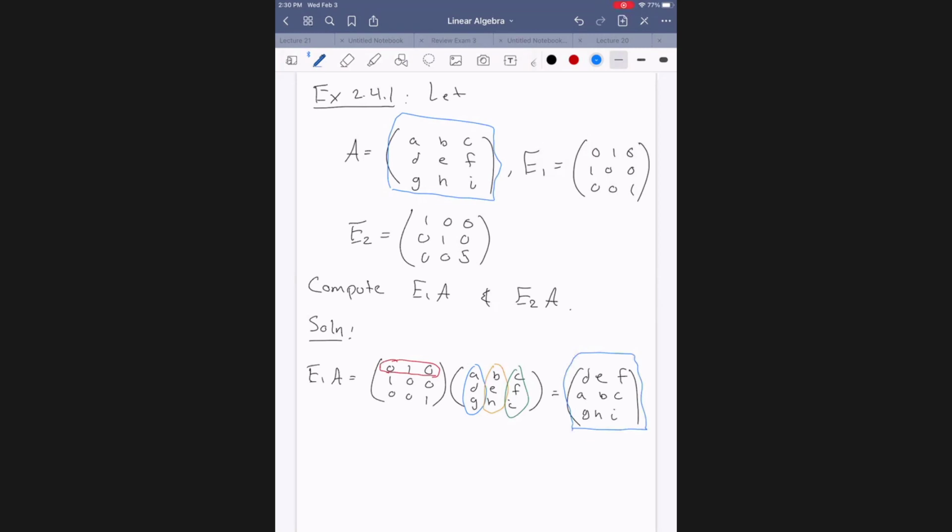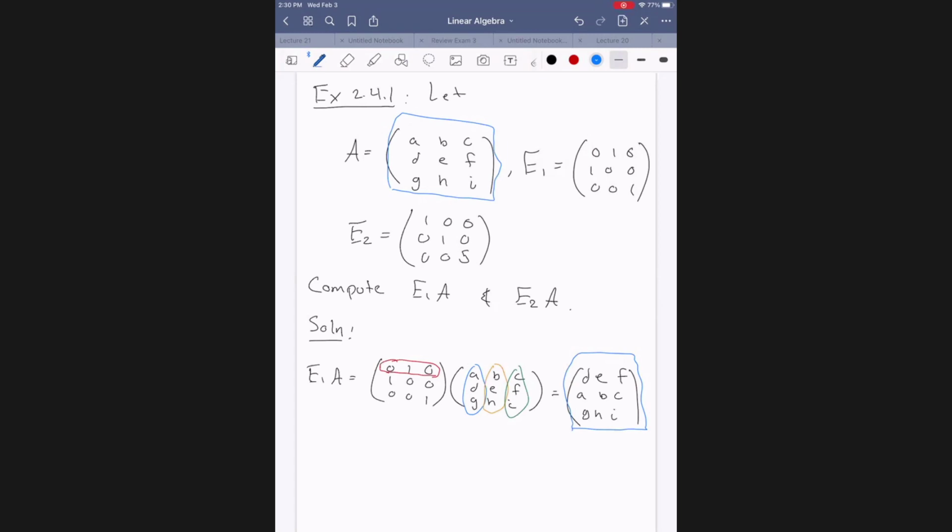Yeah, exactly. We switched the top row and the second row, right? So this elementary matrix E1 interchanged rows 1 and 2. Okay? So this is how we formally do it. This is where we were even allowed to do it in the first place. But right, now you're going to see the next one as well.